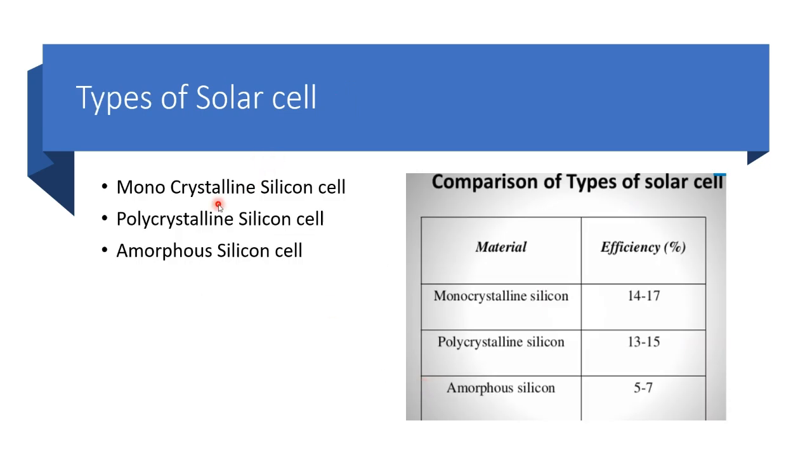So the types of solar cell are monocrystalline silicon cell, polycrystalline silicon cell, and amorphous silicon cell. And although the monocrystalline silicon cell has the highest efficiency when compared to the others, its efficiency is yet very low when compared to practical uses.